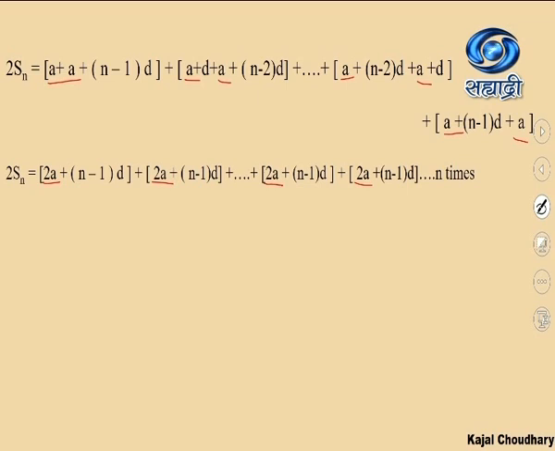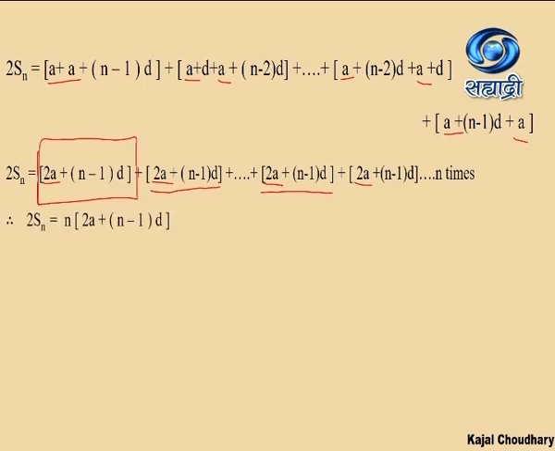If you observe each term, you can see that every time we get the same addition: 2a plus (n minus 1)d. See, what did we get here? 2a plus (n minus 1)d. Here also we got 2a plus (n minus 1)d. This is going to go on, and we get n times this same thing, because we don't know how many terms there are. So, 2Sn, as this particular term appears n number of times, we can write as n multiplied by 2a plus (n minus 1)d.